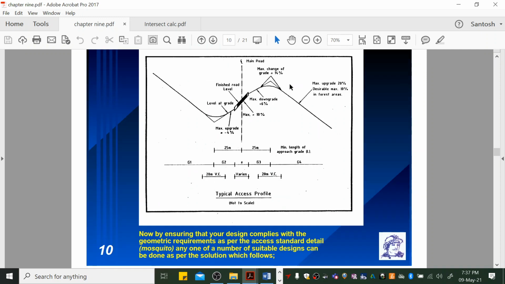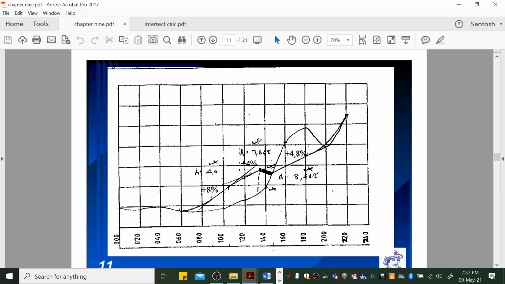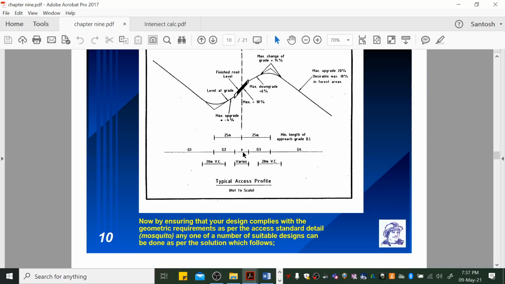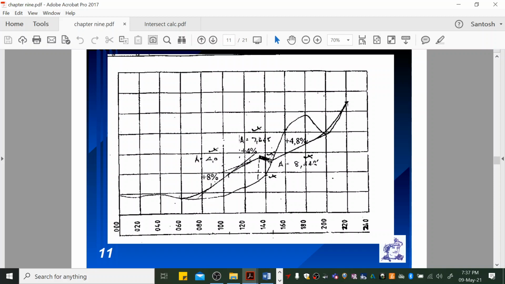So this side and that side could apply to any side of your intersection. You just got to know that your maximum downgrade is 6%, your maximum upgrade is 4%, and your maximum change of grade is 14%. And the minimum distance from the center line to where you can change your grade is 25 meters on each side. Okay, so we've applied that to this. The design is correct. You could have gone 6% here, but then you would have lost some marks for major earthworks, cut and fill.